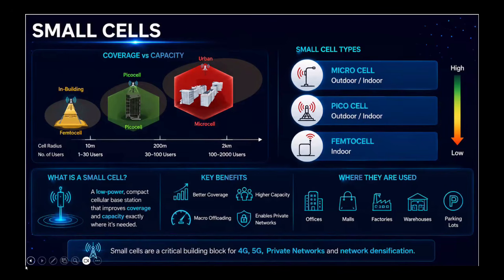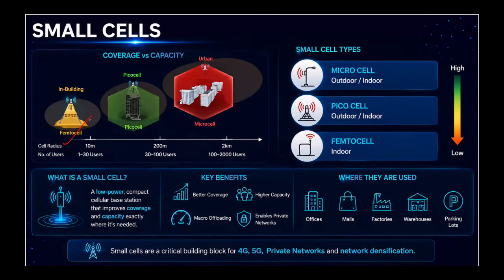So first is the femtocell. This is the smallest and lowest power type, mainly designed for indoor environments, such as homes or very small offices. It typically connects back to the mobile network using a broadband or enterprise IP connection.